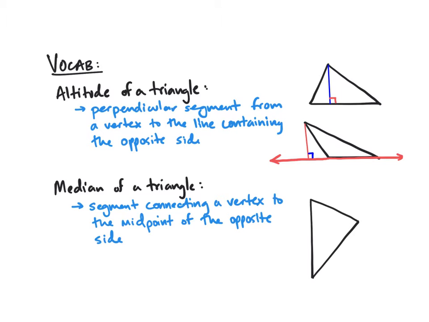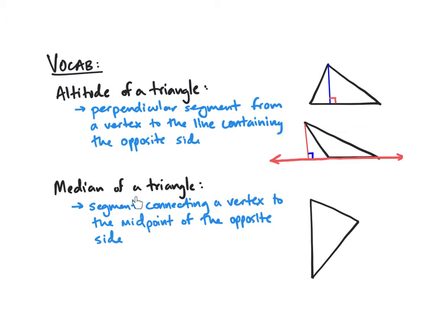Now, of course, you might be realizing that I could draw that altitude from that corner. I could also draw an altitude from this corner, and I could also draw an altitude from this corner, right? I could draw an altitude from each corner of a triangle. So every triangle would have 3 altitudes, is another way of saying that.